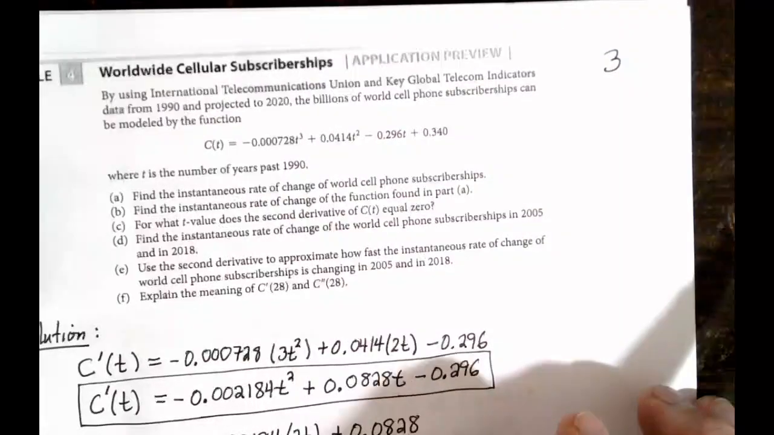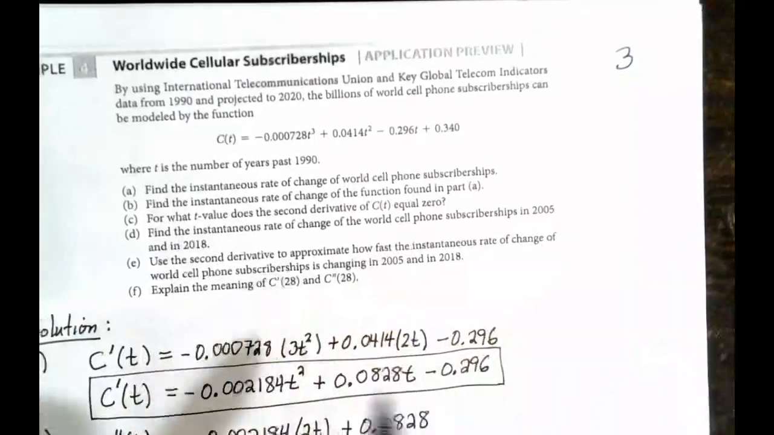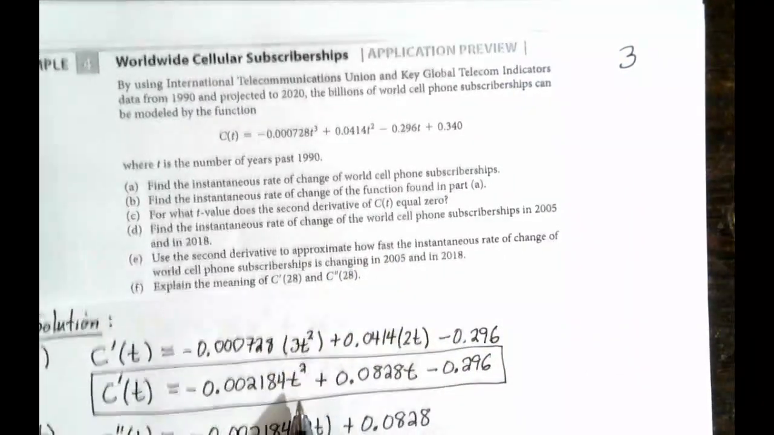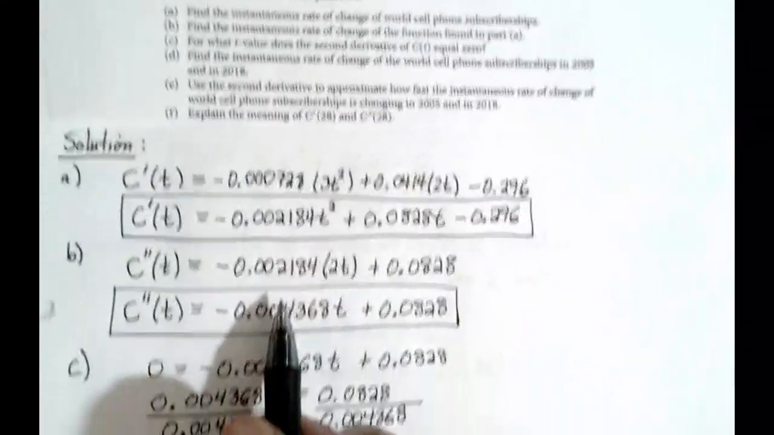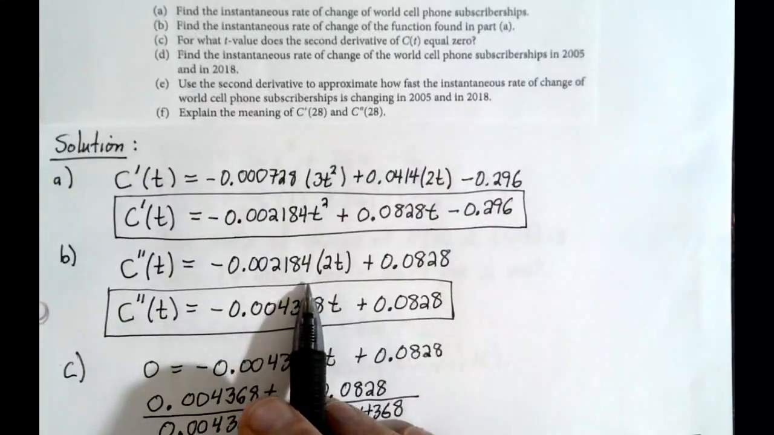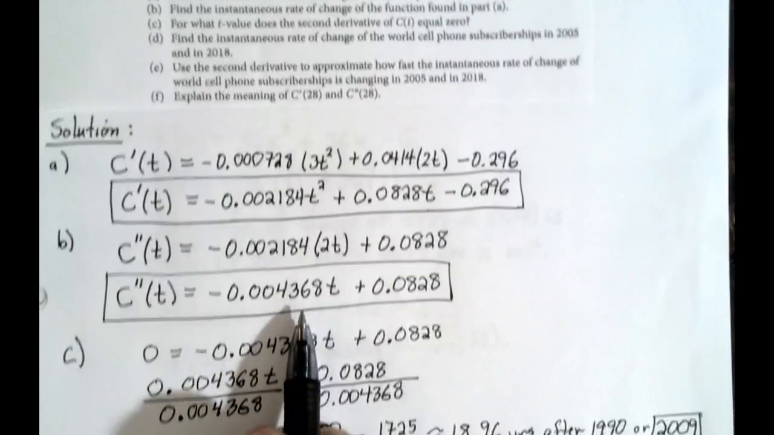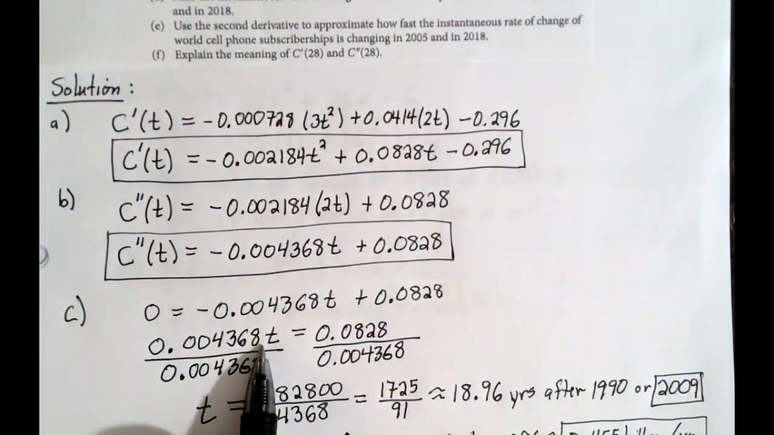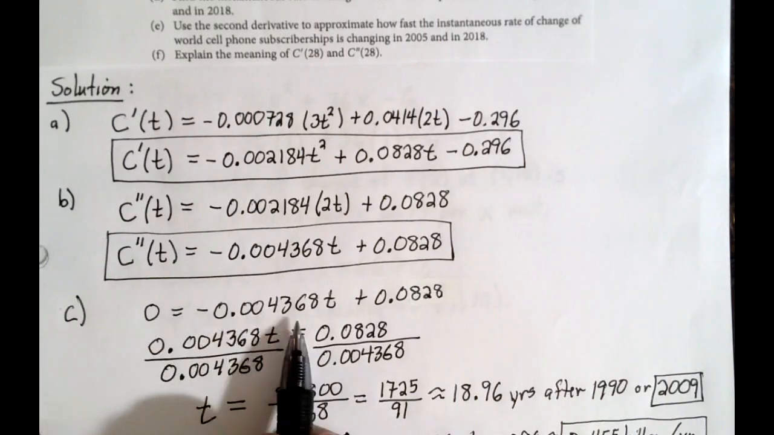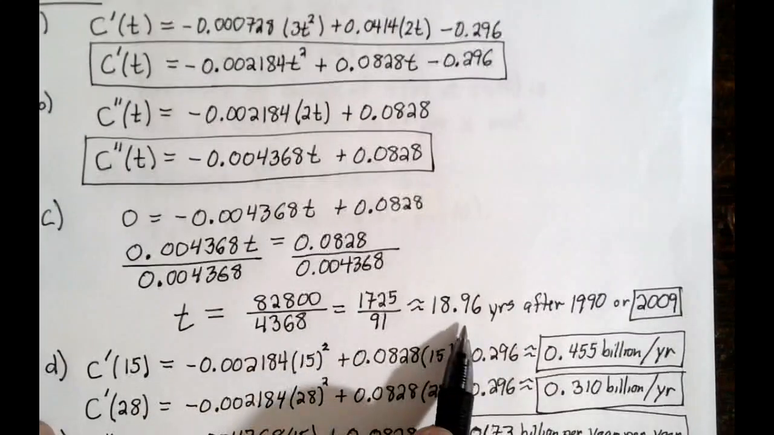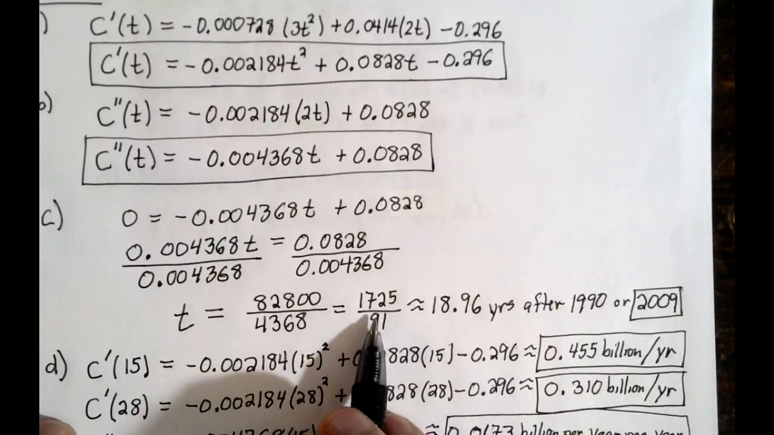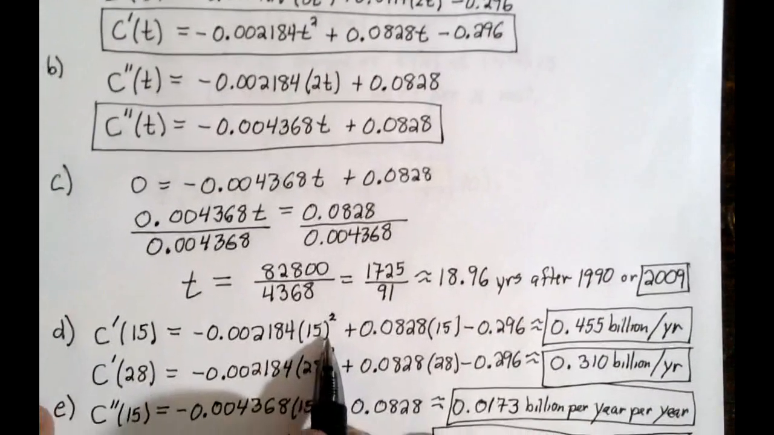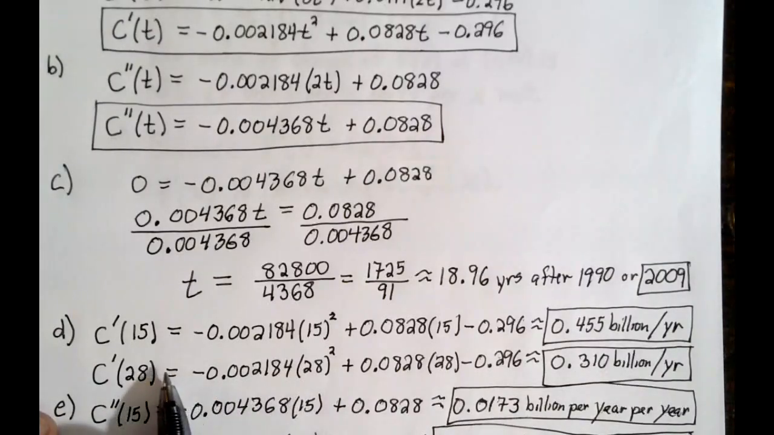This one talks about subscribers, and they ask you to find the first derivative, so you just take the derivative there. Then they ask you to find the second derivative, and you get this here. Now they ask where the second derivative equals 0. When you set it equal to 0, you can solve it, and you get t equals that, and that's in the year 2009.